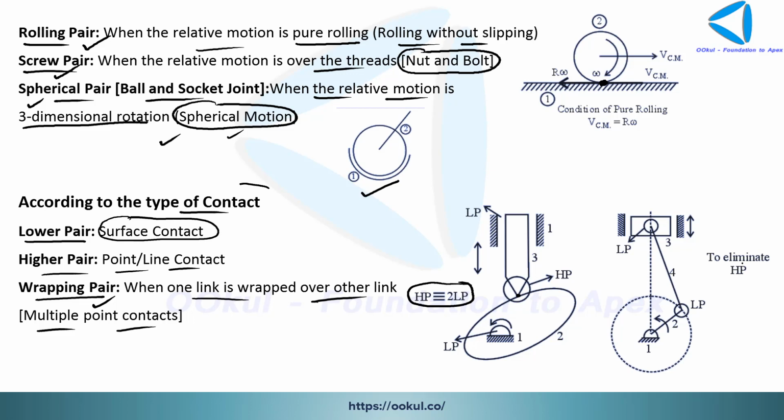Okay, and to eliminate this higher pair, we introduce this sort of arrangement. Okay, and we got there, this is a pin joint, so this becomes a lower pair. So this higher pair is equivalent to two lower pairs, because to get this same motion, we use two lower pairs, one here and one here. So we can clearly say that one higher pair is equivalent to two lower pairs.